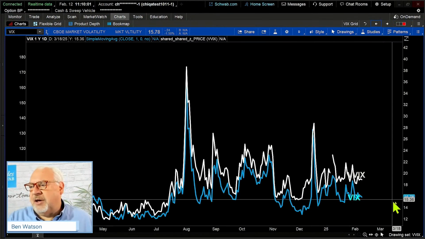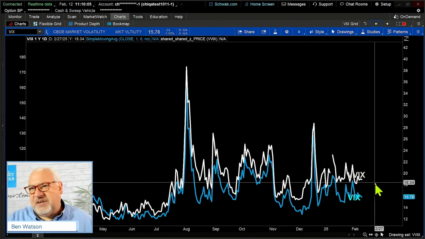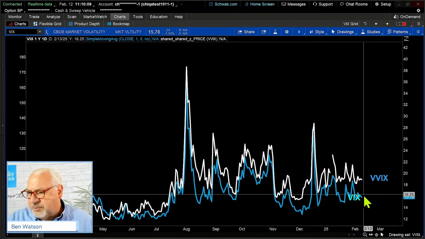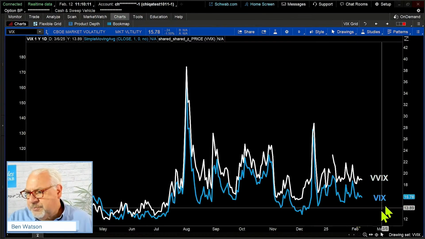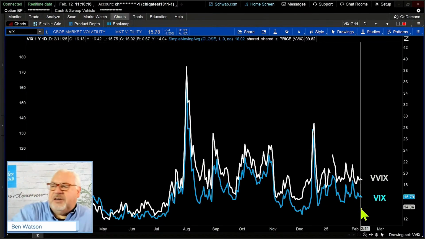One that's oftentimes an interesting perspective is the VVIX, the volatility of VIX. Let me move these labels a little bit so that we can see them. So the blue line is the VIX. The white line here is the volatility of VIX. So volatility of VIX kind of falling off a little bit, suggesting that there's just not a lot of movement here. There's just not a lot of fear at the moment.